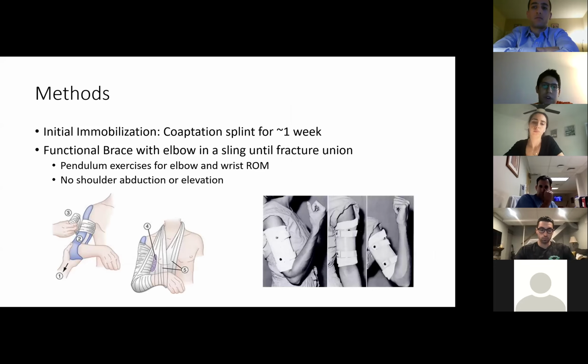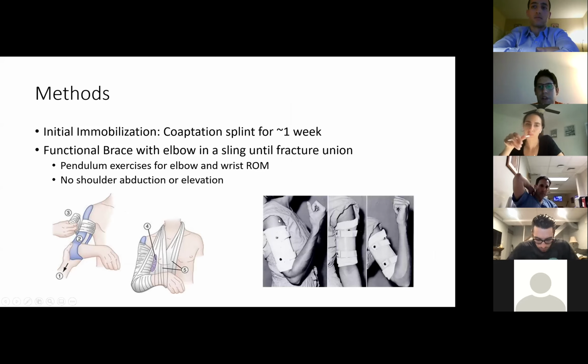And so the method that they followed in this paper was to place the patients in the first week in a coaptation splint, seen right here. The goal of that was just to immobilize the joint as much as possible for the first week, while the patients were able to get through their pain. Usually after about 1 week, the patient's pain had subsided enough that they would be able to place them in the functional brace, which is seen here.